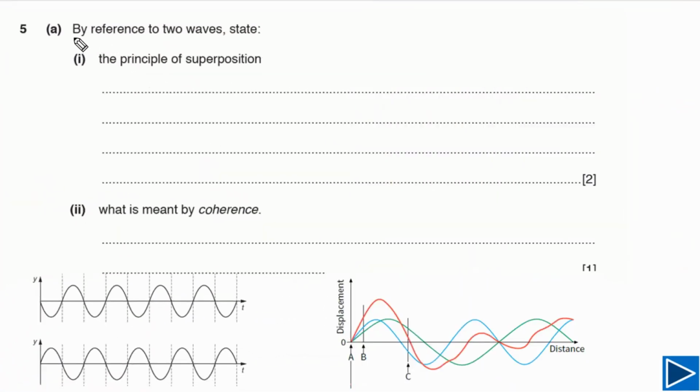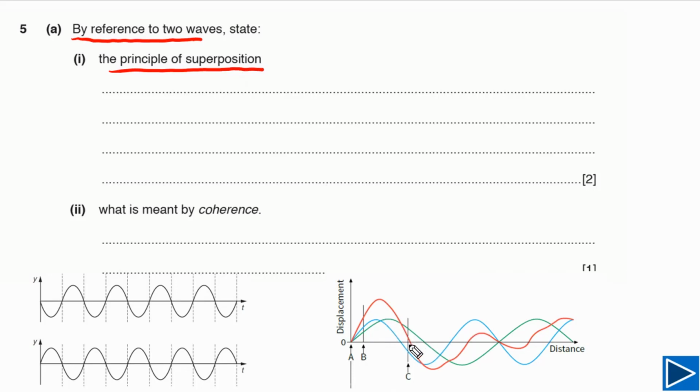Part A is simply asking us, we need to state by reference to two waves the principle of superposition. The principle of superposition simply tells us when two waves meet at a point, how we can find the resultant displacement of the resultant wave. Let's try to understand this one with this simple example.